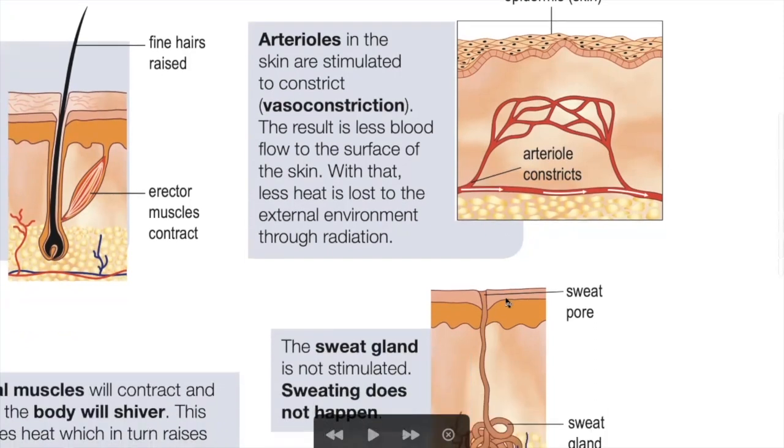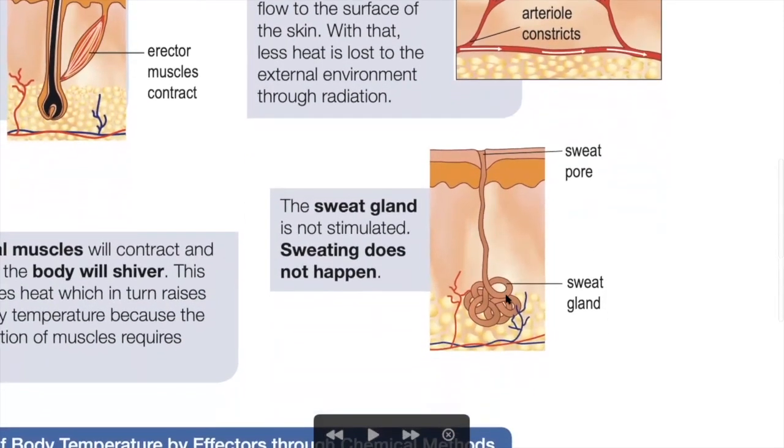Okay. The next one is sweat gland. So you see here, the sweat glands are not stimulated. So sweating does not happen. Because we know that sweat will absorb the heat energy from the body. Right now, we want to keep the heat energy. So that's why the sweat shouldn't be produced.